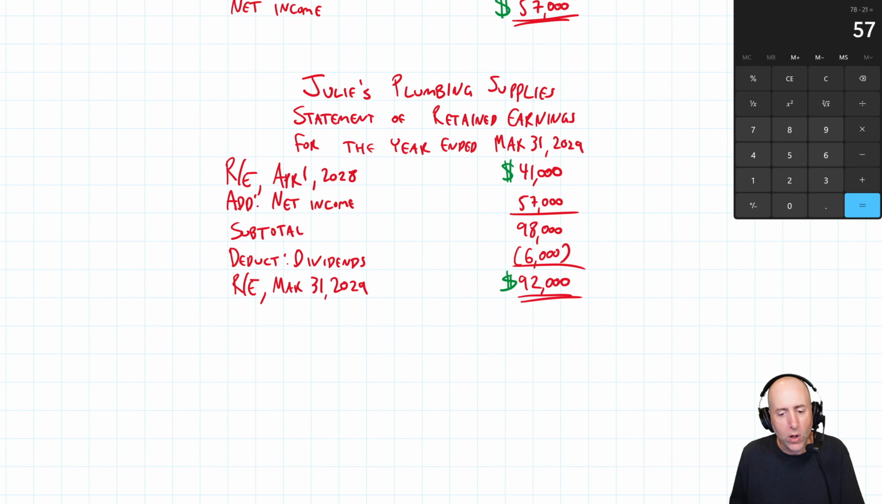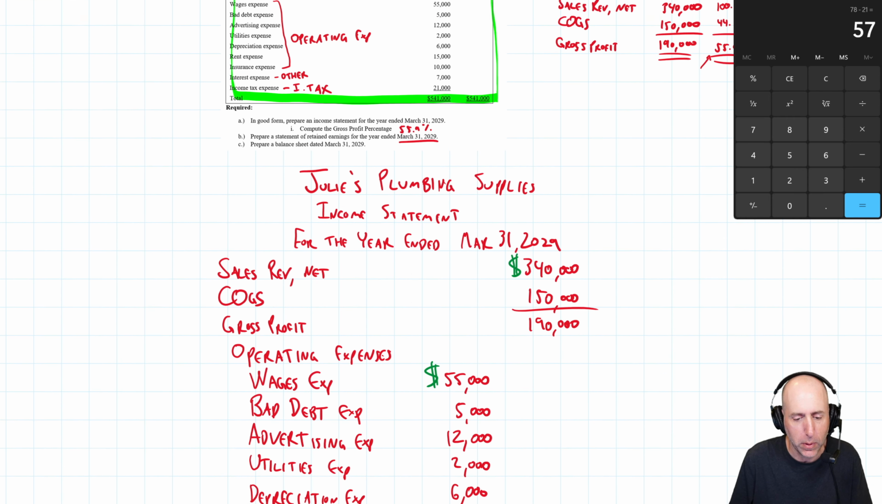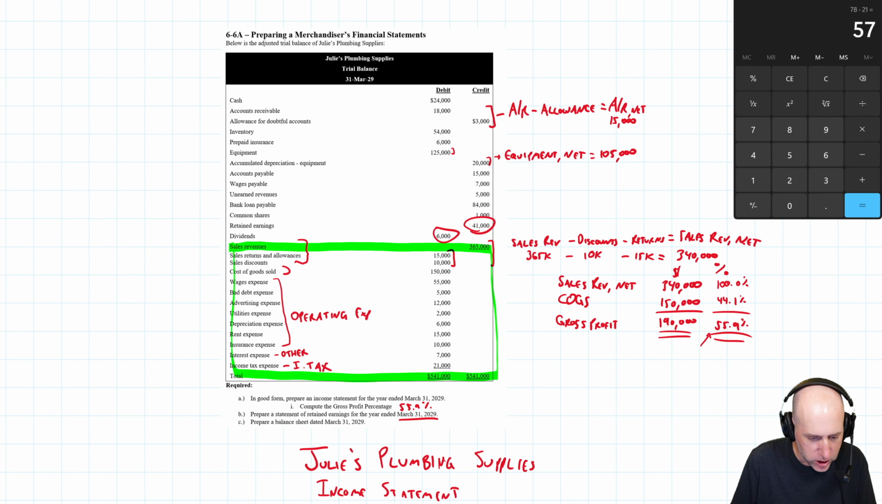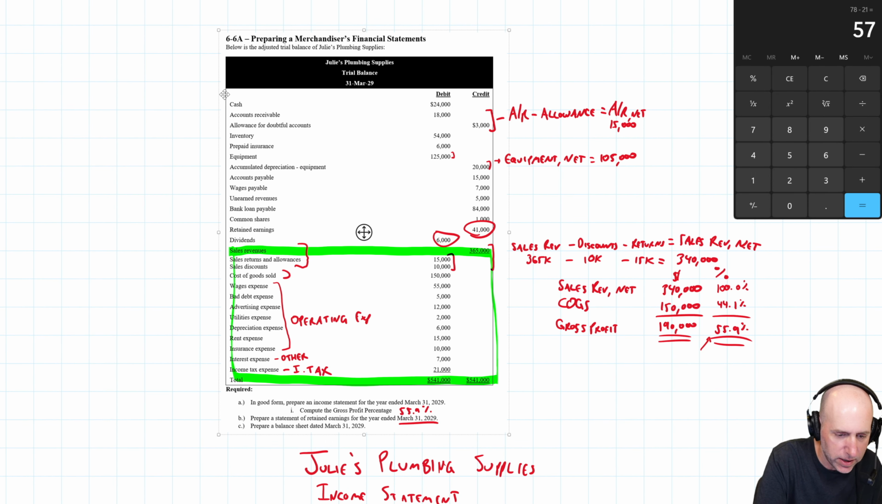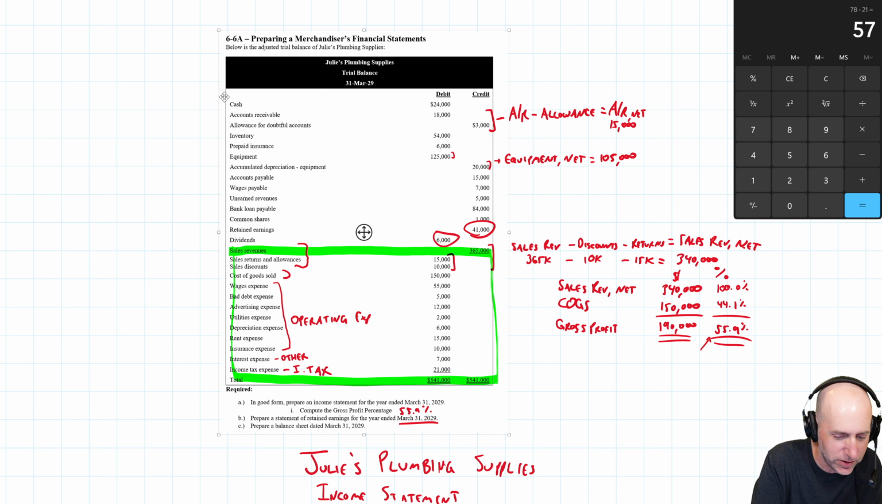Welcome back. We've been working through our Julie's Plumbing Supplies problem. We've done our income statement. We just finished our statement of retained earnings, and we are asked to prepare a balance sheet. So a balance sheet, of course, summarizes assets, liabilities, and shareholders' equity. And hopefully at the end of the day, assets equals liabilities plus shareholders' equity.